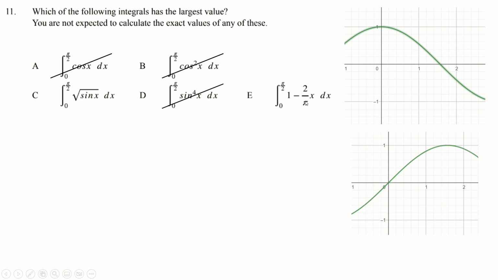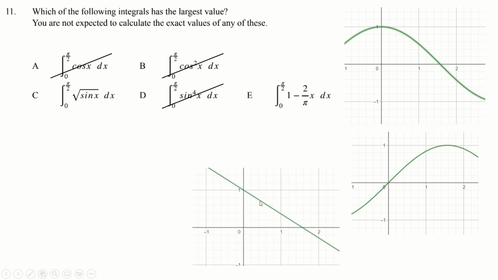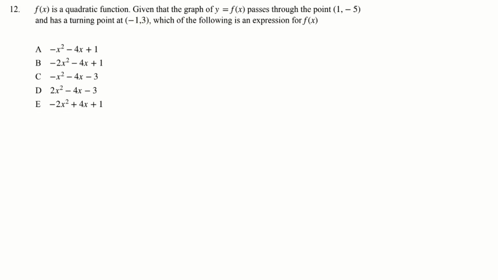And then this one here we need to think about is actually just a straight line, because it's got a gradient here of 2 over pi. It starts at 1 when x is 0, and it finishes at 0 when x is pi over 2. So this is just a straight line going from 1 to pi over 2. But of course, since this isn't a straight line, since this one is like a nice tall curve, it's going to have more area than just the straight line connecting the same two places. So therefore, this is going to have the biggest area of the 5. Just a really lovely question, I thought.